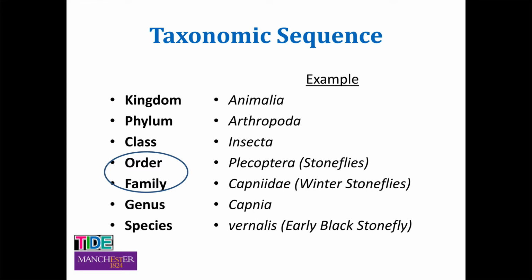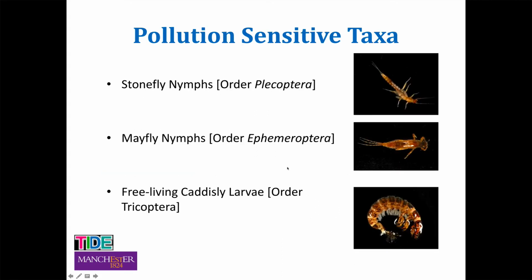So what we'll do is you take your sample, you go out into the river, do your kick sample of benthic invertebrates, bring them back to the lab and identify them down to major taxa, for example, order. And then you look at whether the organisms you found are sensitive or tolerant to pollution.